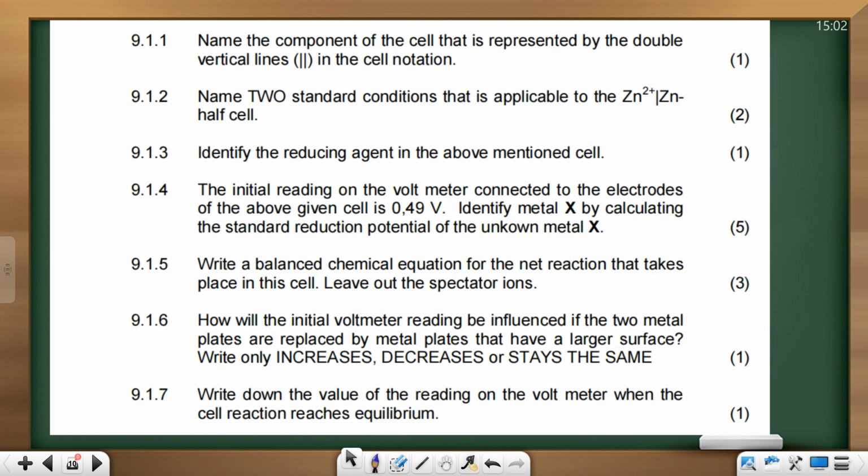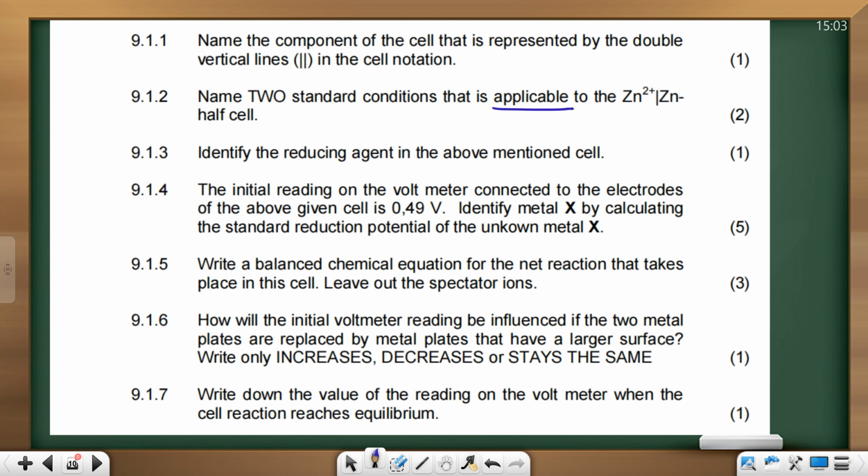All right, number 2. Somebody asked, who was asking me a question? I don't know if it was Nonkuleko or Sophie. Look at 9.1.2. Name 2 standard conditions that are applicable. Who asked that question a while ago? Nonku, was it you? Okay, do you see how it's asked now?